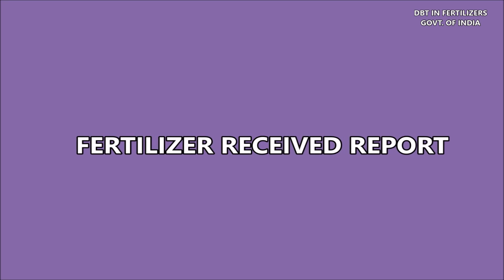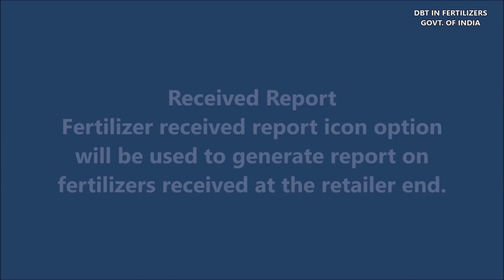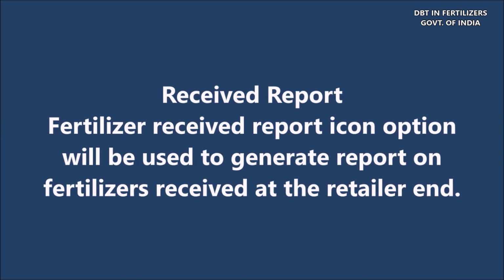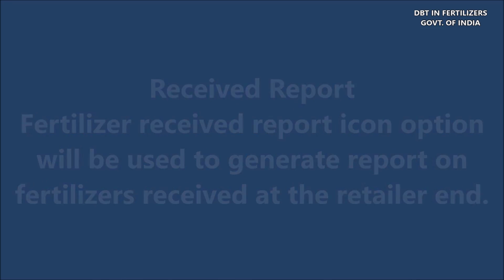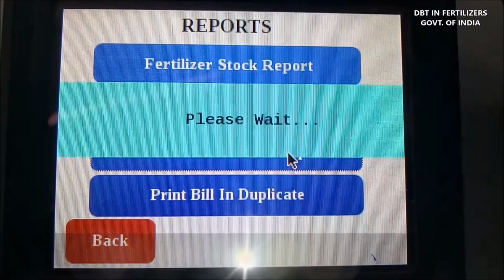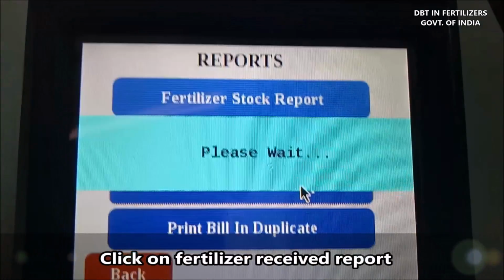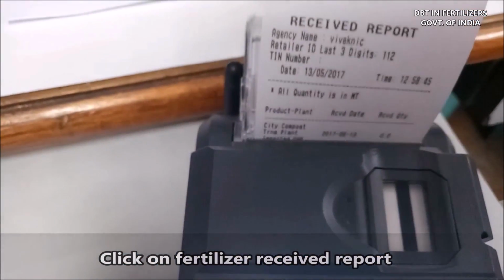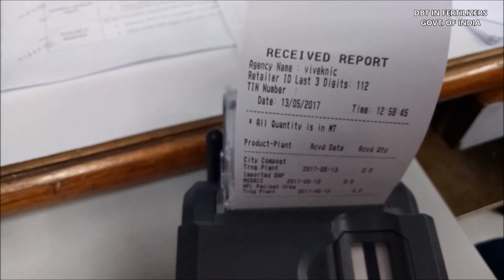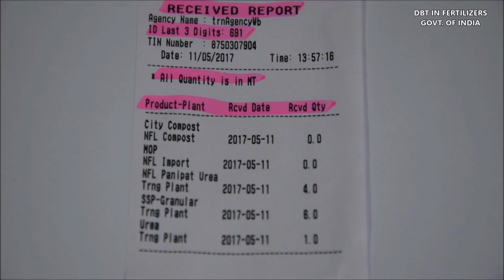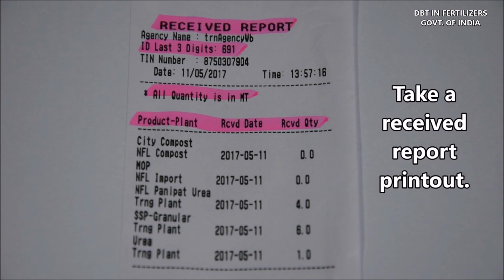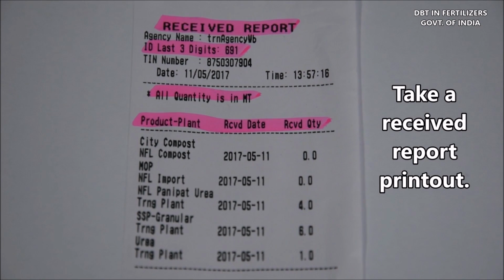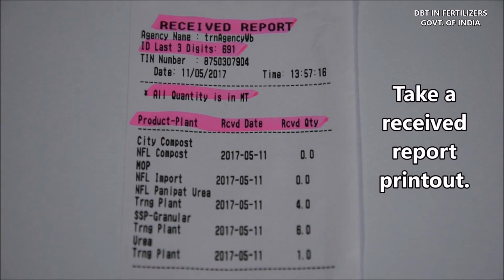Fertilizer received report. The fertilizer received report icon will be used to generate a report on fertilizers received at the retailer end. For the same, the retailer will click on fertilizer received report. The PoS device will print out the fertilizer received report. The report shows the details product wise, plant wise, receiving date, and the quantity of fertilizers in empty.